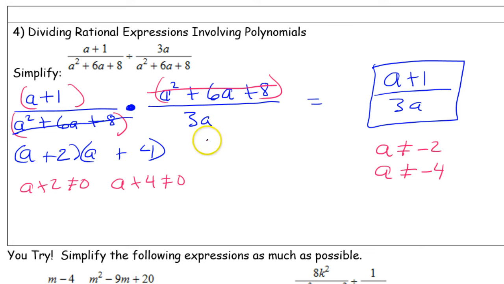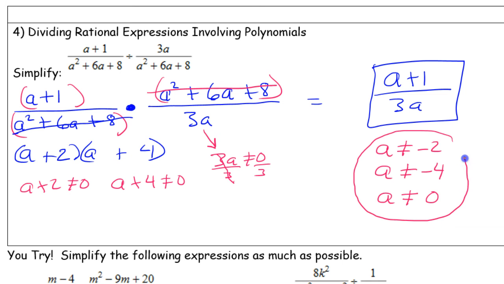Okay, also this 3a, that's also in the denominator. 3a cannot equal 0 either. Dividing by 3 on both sides, that tells me that a cannot equal 0. Alright, because if I divide by 3, cancel these out, 0 divided by 3 is 0. So these are my 3 restrictions. Very important.